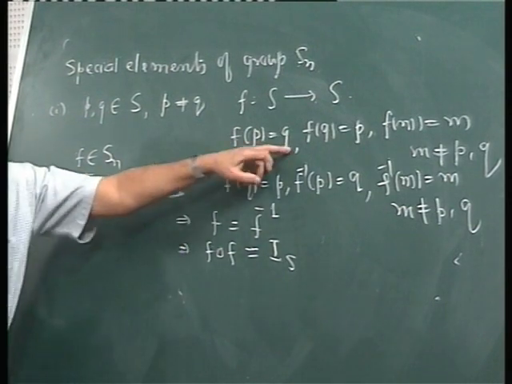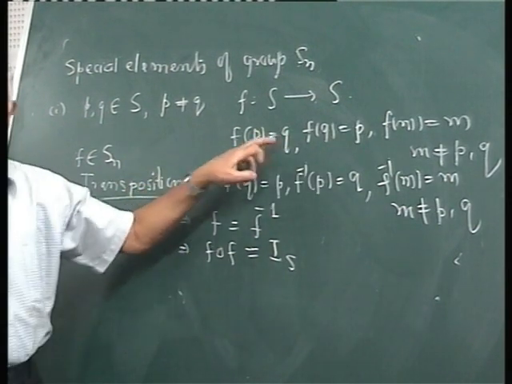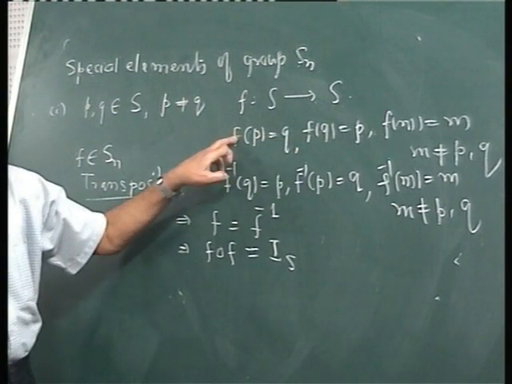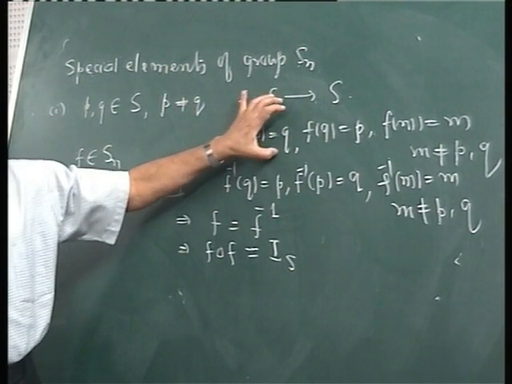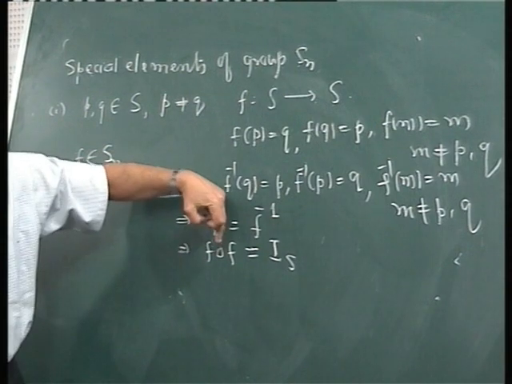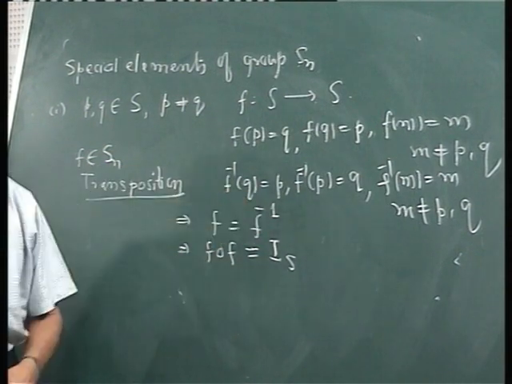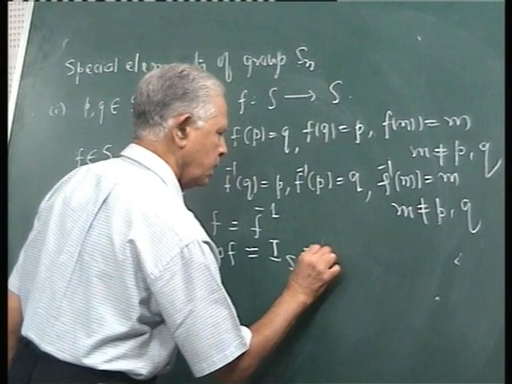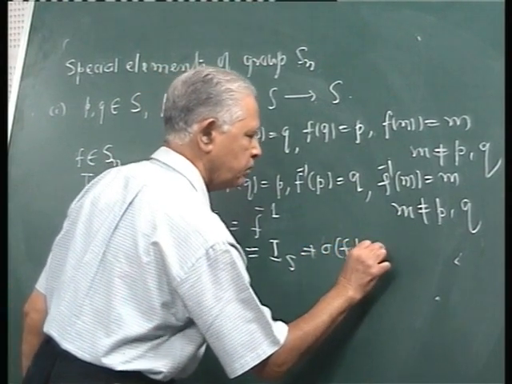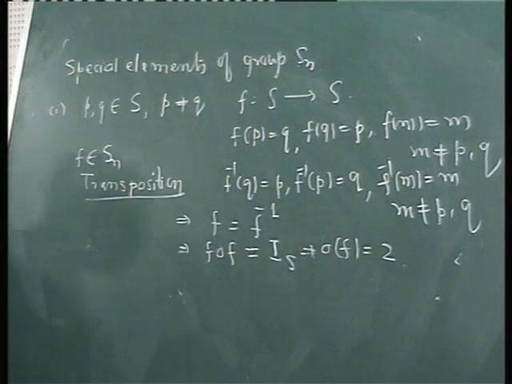Now F is not equal to the identity map because we have two distinct elements p and q such that F maps p into q, so F is not an identity map. But F composition F, that means F square, is equal to Is, and this gives us that the order of F is equal to 2. That means a transposition has order 2.